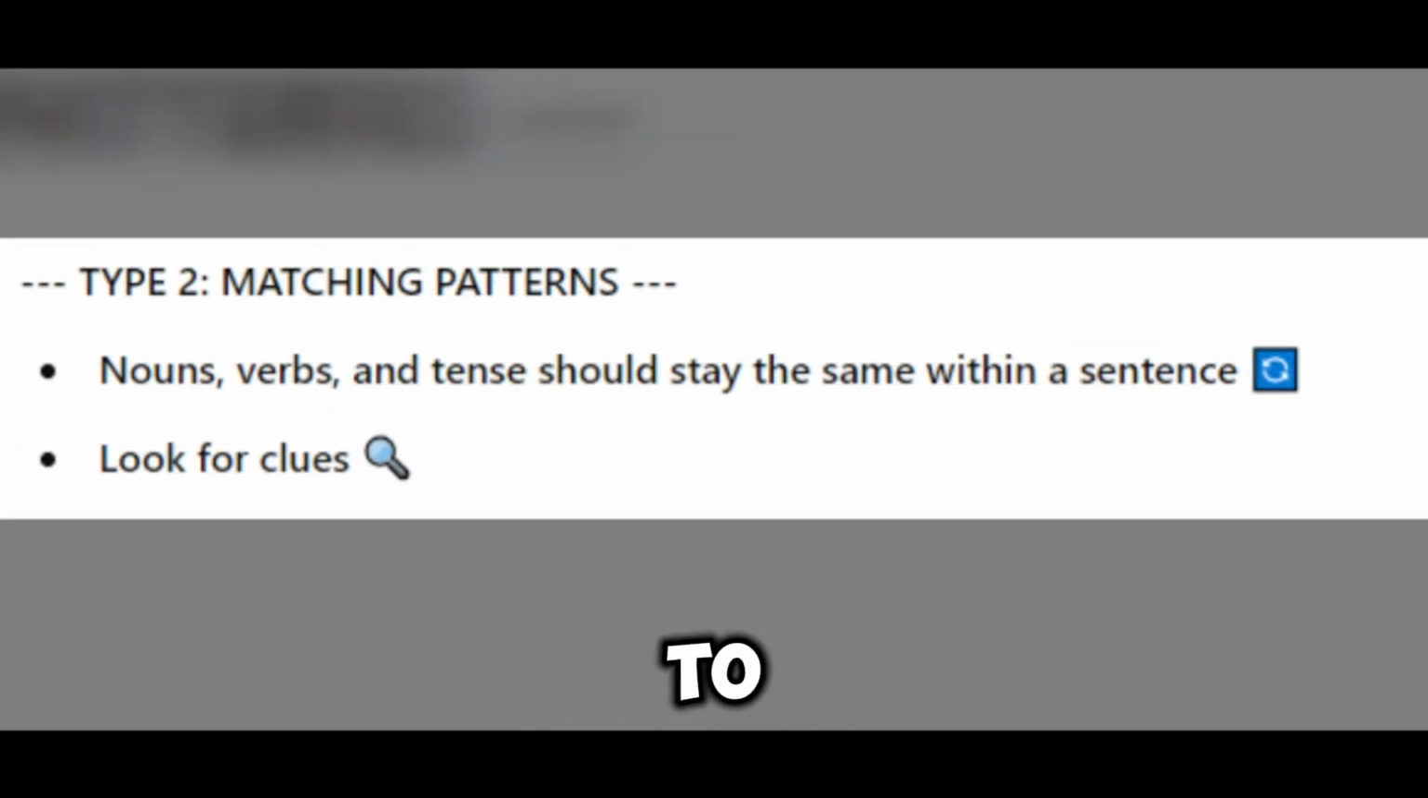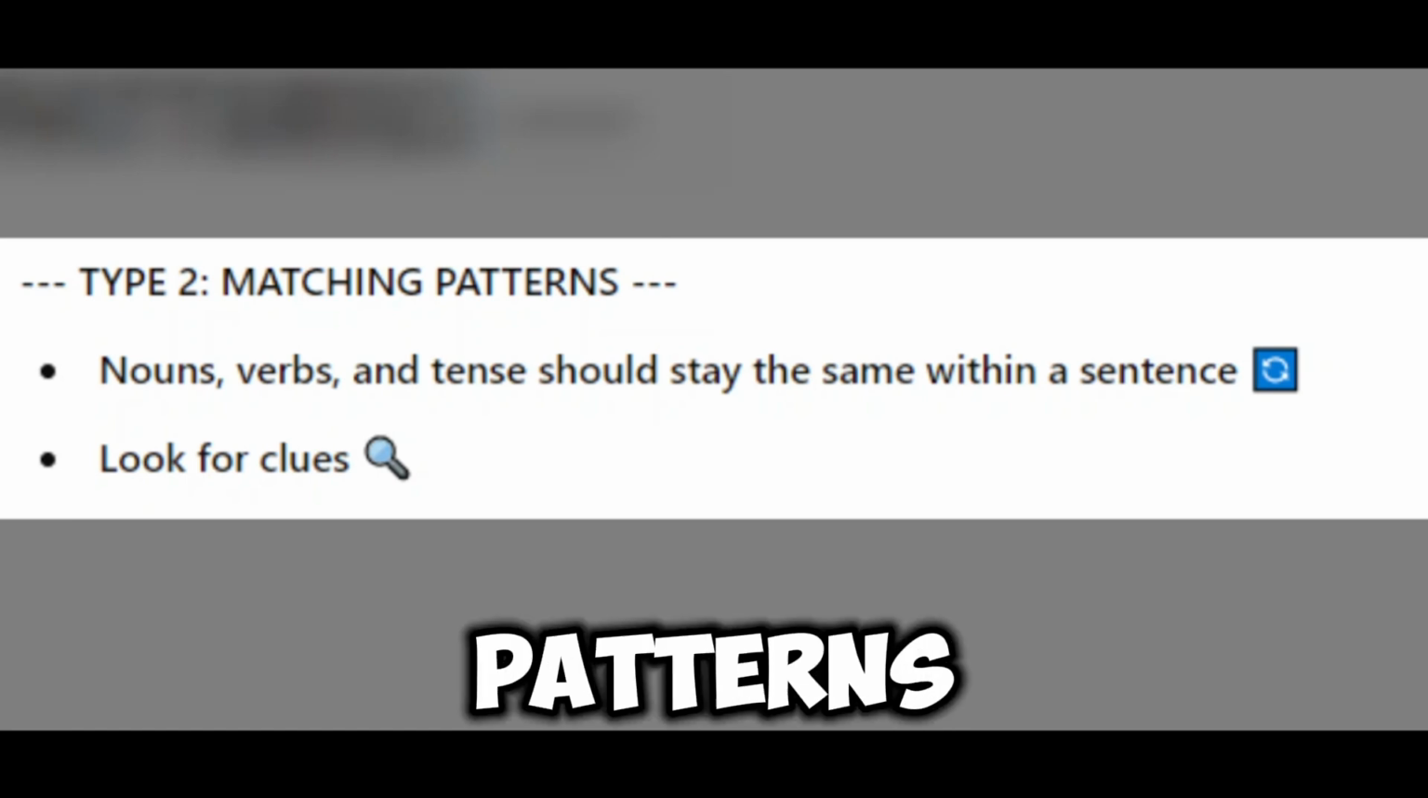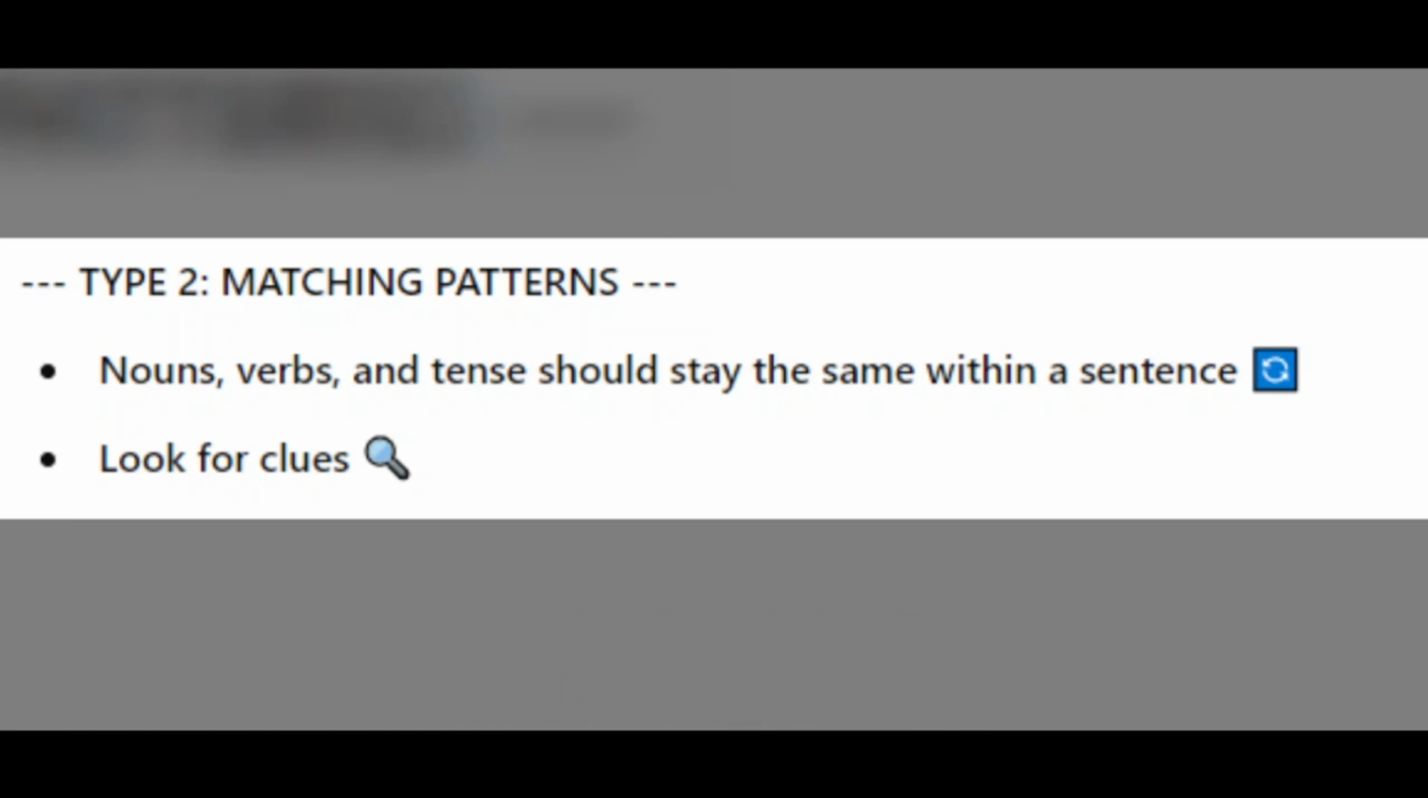Moving on to type 2, that is matching patterns. Nouns, verbs and tenses must be the same within a sentence in this type. So basically what we're going to do is look for clues, and the clues can be nouns, verbs or tenses, and we're going to make them the same. So let's move on to the first example, the easiest example.